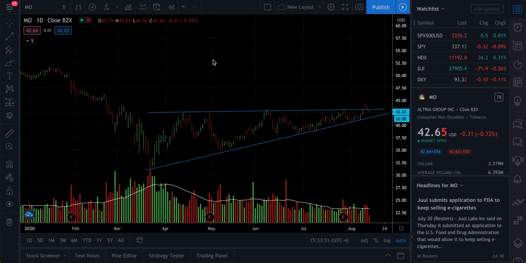Let's start with MO. I was looking for nice ascending triangles, and I found MO. Basically, in ascending triangles, you have the trend line. A trend line is basically where you look at the swing highs. These are the highs, this is a high, and this is a high too. Make a line which touches the most number of highs. These are the highs I'm touching, right?